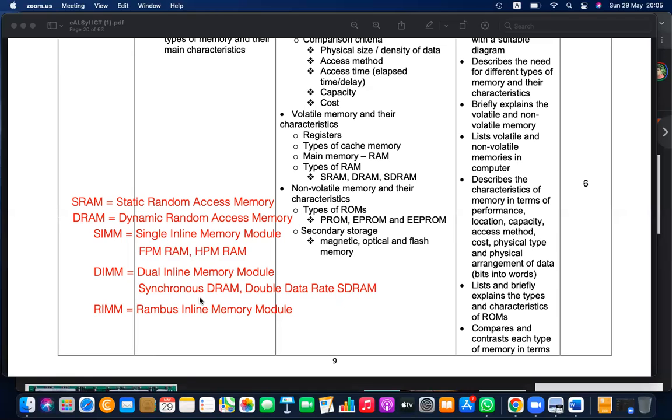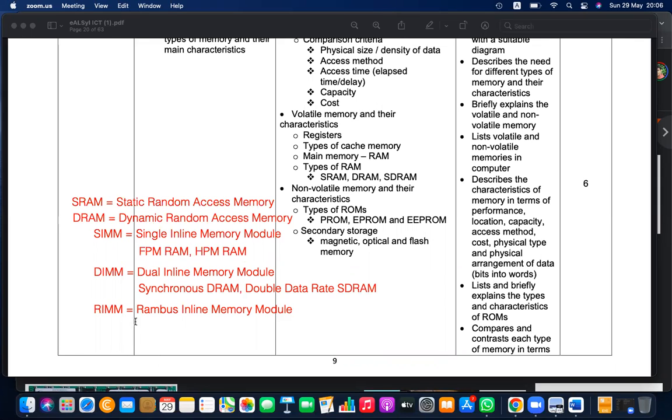predecessor, which is SDRAM. Actually, some people, in commercial terms, call SDRAM, DDR-RAM. SD and DDR, but both are synchronous dynamic. The first one is synchronous dynamic and the second one is double data rate. It has two times the data rate of the previous RAM. So that is the specialty.